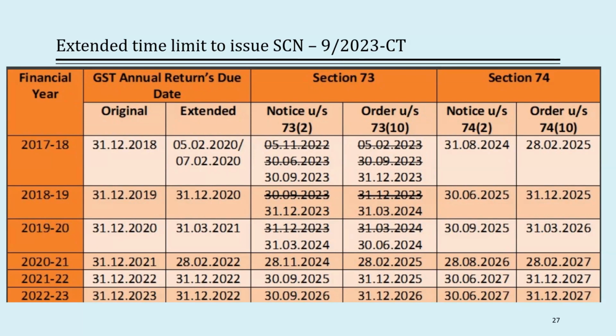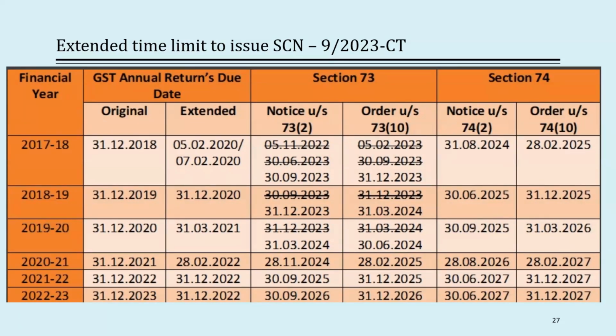And all the show cause notices issued under section 73 for 17-18 should be concluded, or the order should be passed, by 31st of December 2023. If it is not passed by that date, it is deemed to be concluded in favor of the assessee. So the time limit is very important for the officers as well as for the assessee.